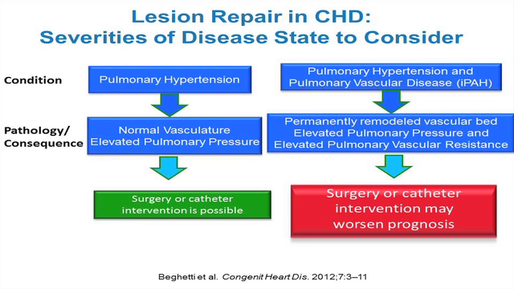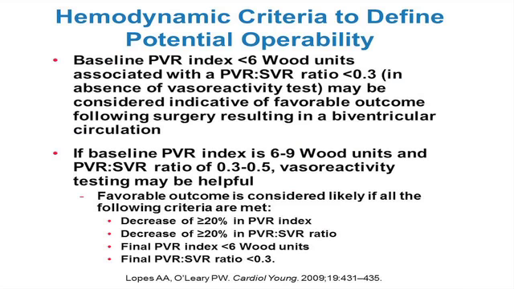Now, there have been papers looking at which numbers we want to look for. A baseline pulmonary vascular resistance index less than 6 Wood units really is where we ideally want to be, or a PVR to SVR ratio less than 3 in the absence of vasoreactivity. Again, I like to look for vasoreactivity testing as well. If they're vasoreactive, that makes me a little bit more comfortable sending the patient either to surgery or to a catheter intervention.